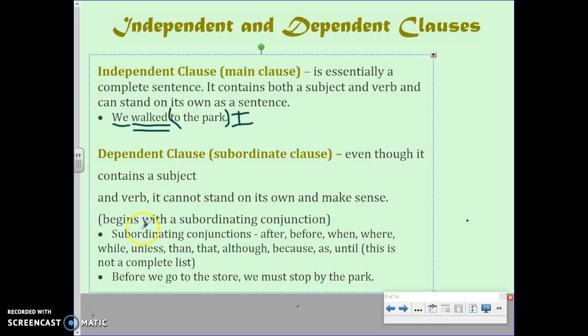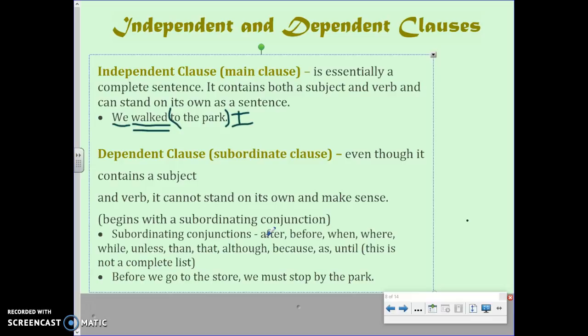So it begins with subordinating conjunctions. Subordinating conjunctions are, this is not a complete list, just the most common ones: after, before, when, where, while, unless, than, that, although, because, as, and until. If you want a complete list, just Google the complete list. There's about 80 of them in there, and they're ones you use all of the time.